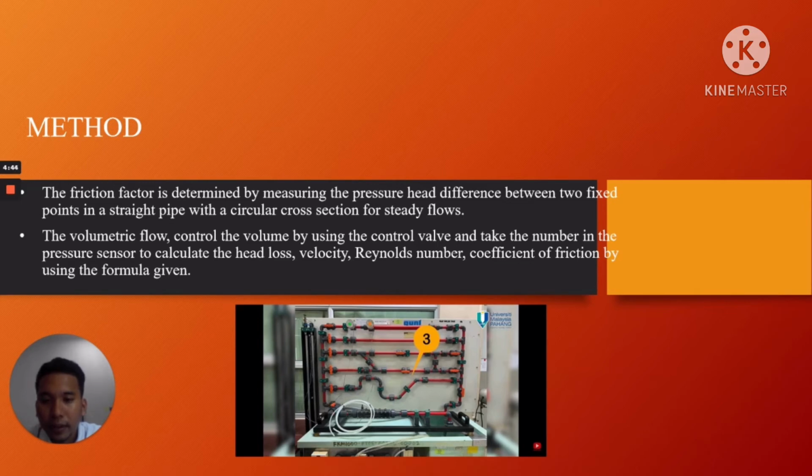I have to present the method and procedures. So the method is determined by measuring the pressure head difference between two fixed points in a straight pipe with a circular cross section for steady flows. And the second one, the volumetric flow. Control the volume by using the control valve and take the number in the pressure sensor to calculate the head loss, velocity, Reynolds number, and coefficient of friction by using the formula given.